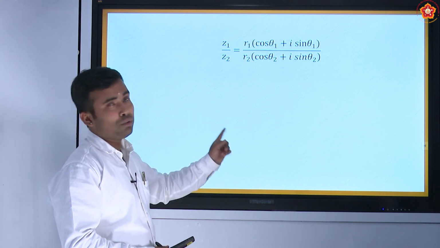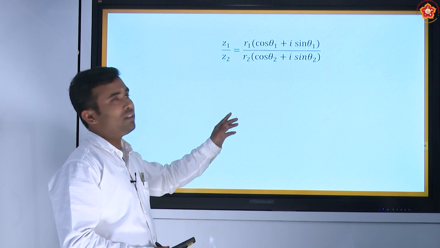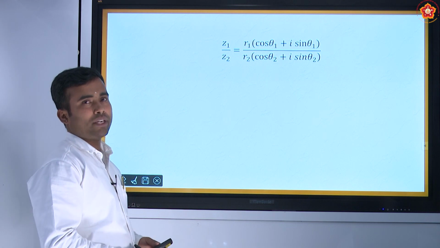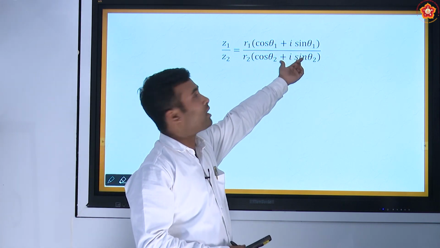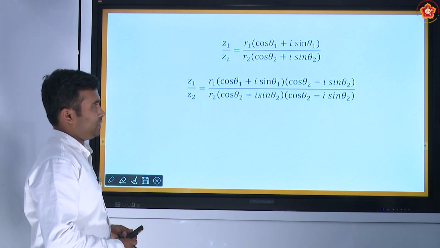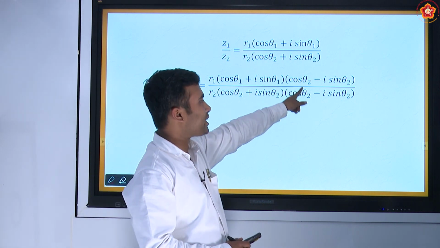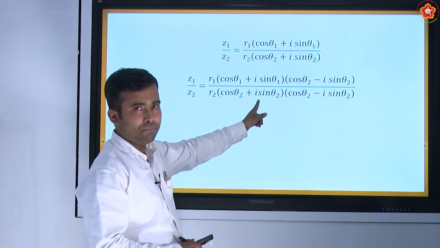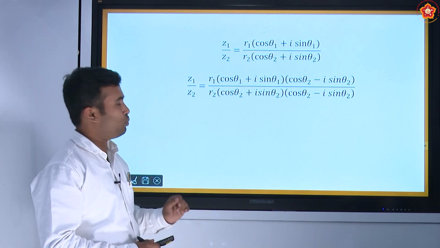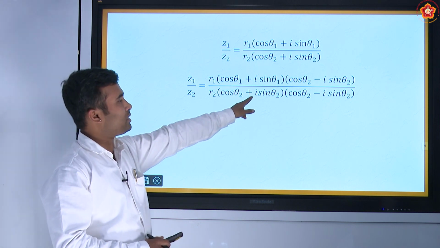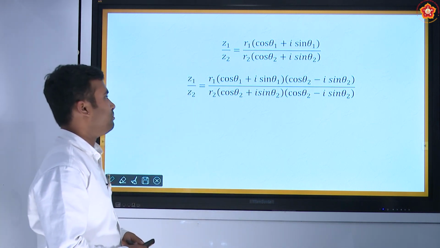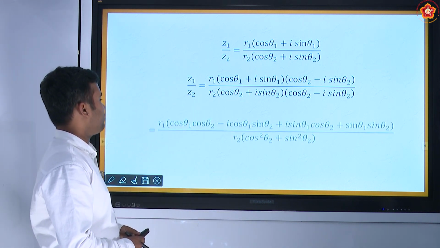So here we have to multiply both numerator as well as denominator with the conjugate of the denominator. What is the conjugate of the denominator? You change the plus to minus, and it becomes the conjugate. So that term you have to multiply in both numerator as well as denominator. We have multiplied both by the conjugate of the denominator. That is, the conjugate of cos theta 2 plus i sin theta 2 is cos theta 2 minus i sin theta 2.